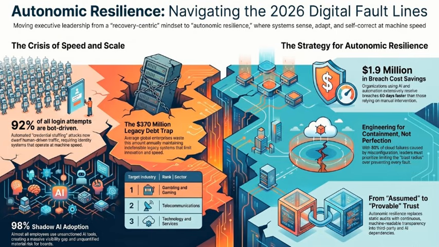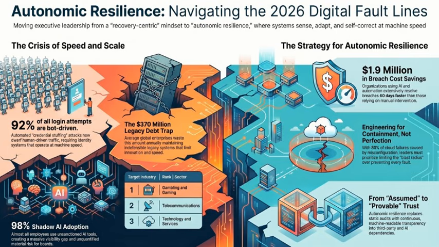The report also mentions distributed denial of service attacks hitting 31.4 terabits per second. To put that in perspective, a terabit is a trillion bits of data. When an attack is hitting your servers with 31.4 trillion bits of garbage data every single second, it's not just a traffic jam. It's a digital tsunami designed to physically overwhelm the processing capacity of your hardware.